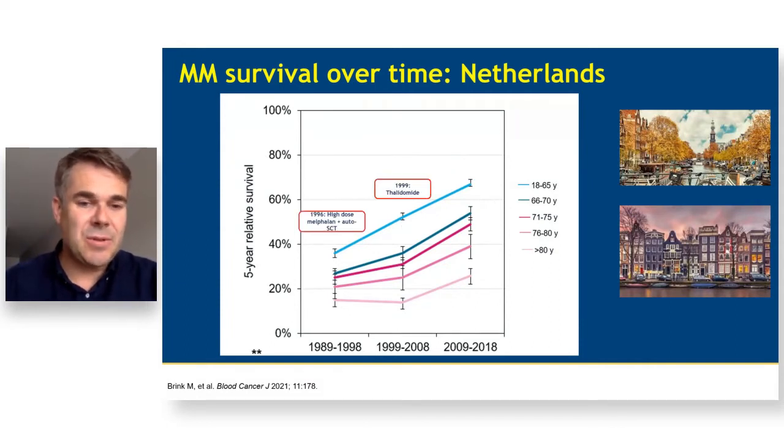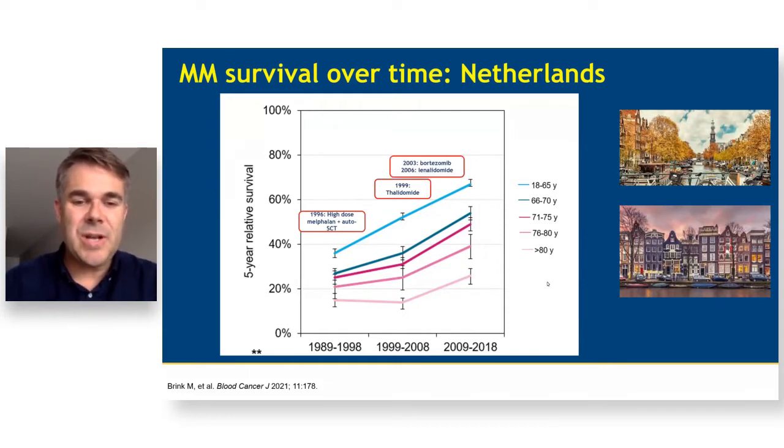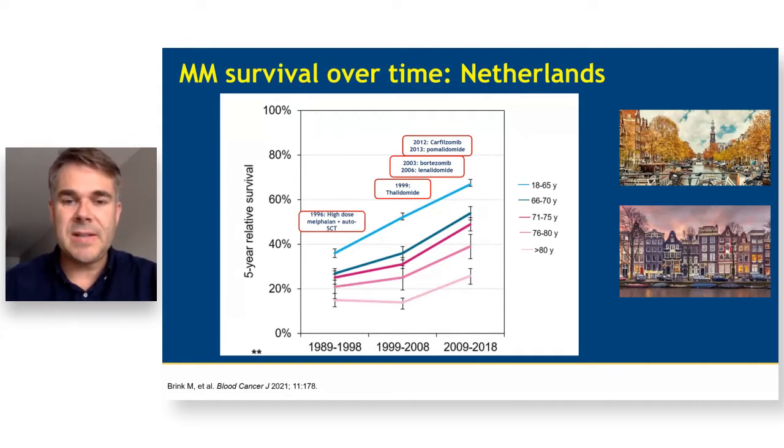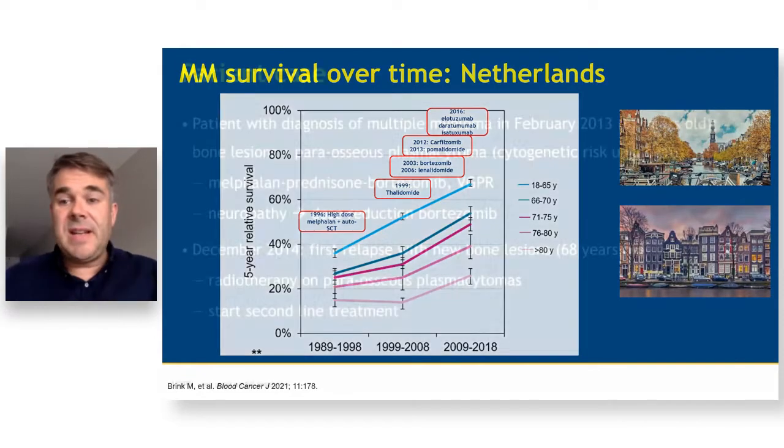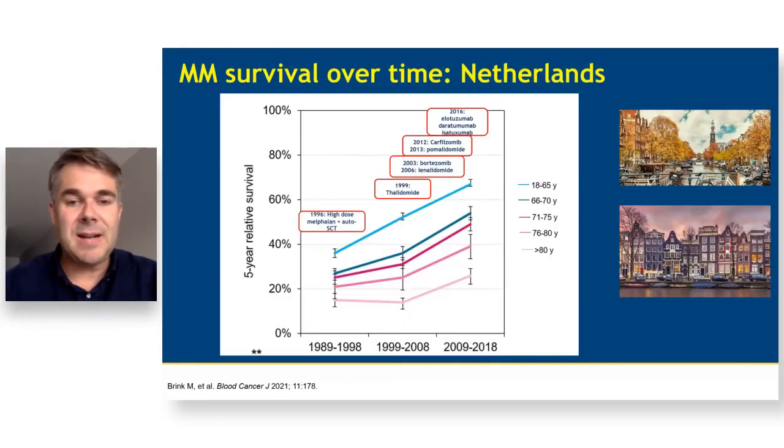So in the 90s, this was due to the introduction of transplant. Later on, the IMiDs made a big change, the proteasome inhibitors as well. And more recently, you can see that also the monoclonal antibodies have really contributed to a better progression-free and overall survival. So that's the SLAMF7 targeting antibody elotuzumab and the CD38 targeting antibodies daratumumab and isatuximab.